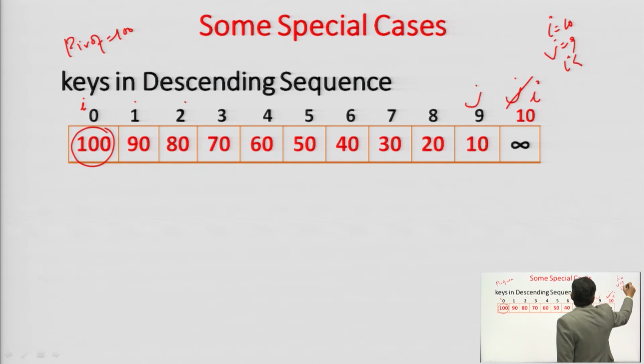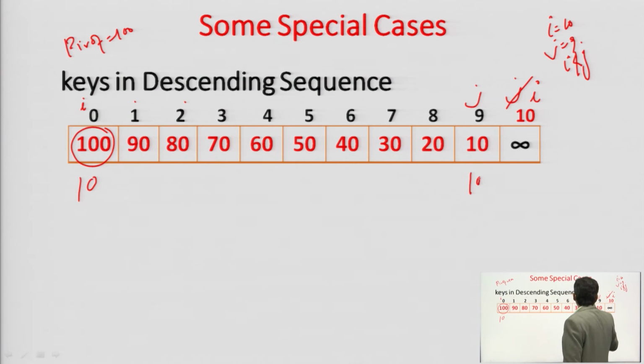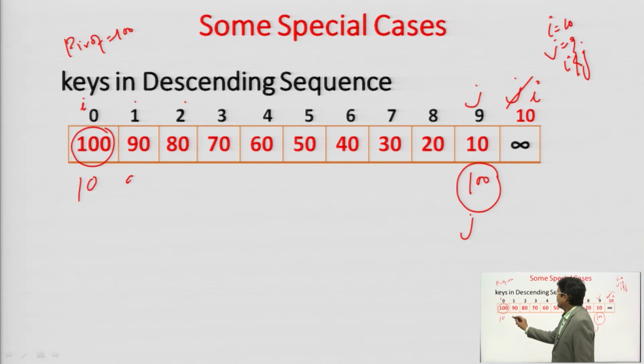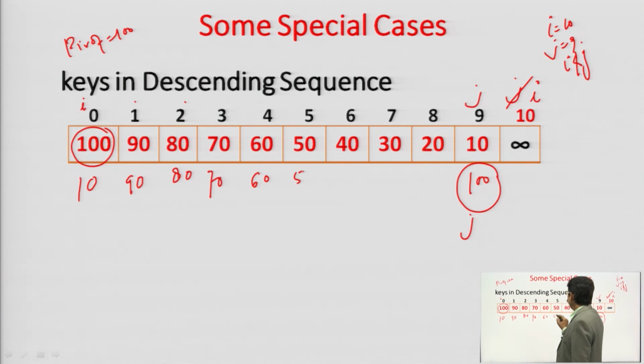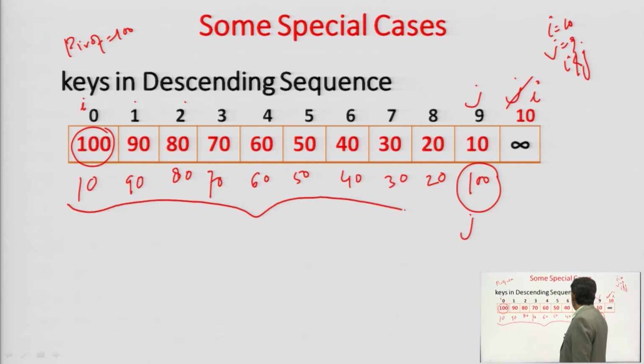So, I is not less than j. So, we will exchange j and the pivot element. So, we will exchange 0 index element with the 9th index element. So, we get 10 here and we get 100 here, and the position of this element gets fixed. The rest of the elements are like this. So, since the position of this element has got fixed, you will deal with this part of the array and the right part will contain no element.